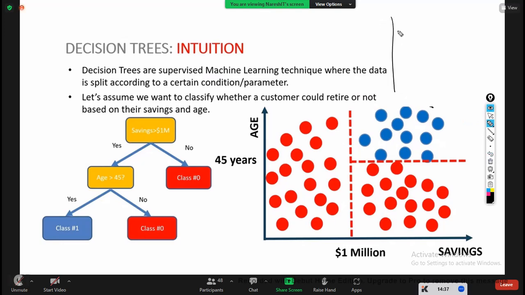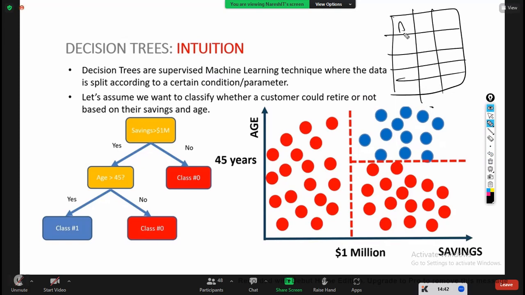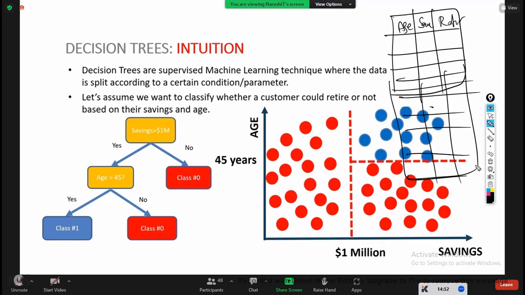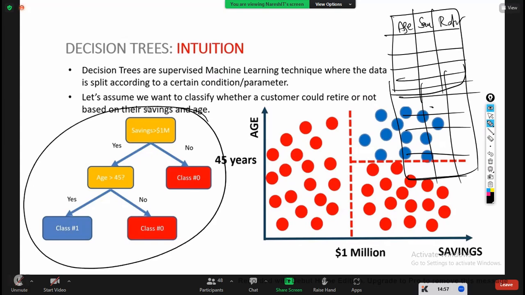So I have a data set with age, savings, and whether the person has to retire or not. For this data set, I have created a decision tree. Since it looks like a tree structure, it is called a tree. Decision means based on the condition, you take the decision, whether this category or that category.